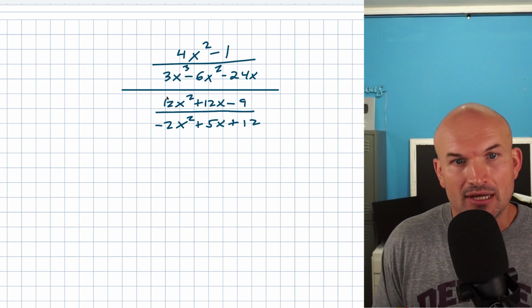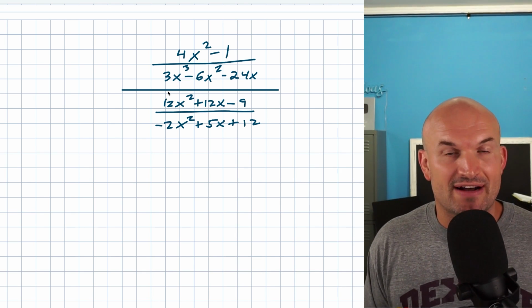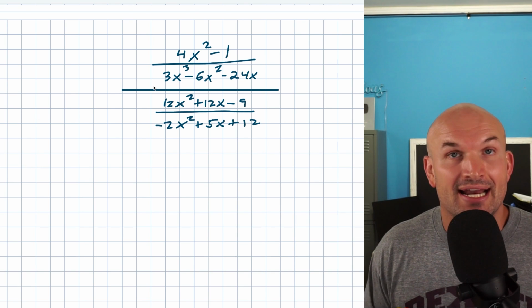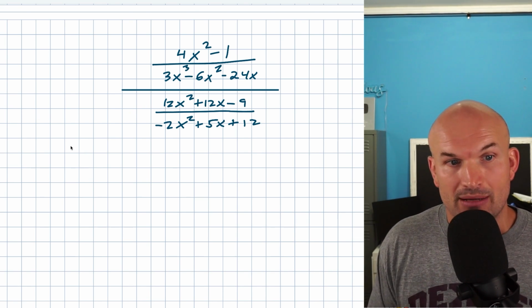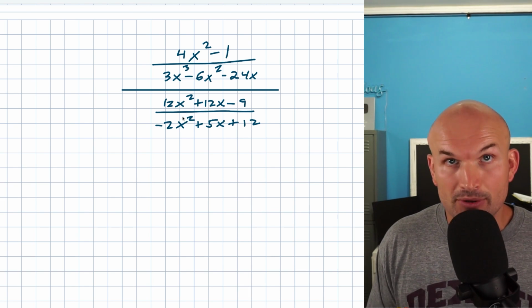Now, in this example, remember whenever we have a fraction divided by another fraction, we can just rewrite that as multiplying by the reciprocal. So I can just rewrite this problem as a multiplication problem by multiplying by the reciprocal of my denominator.